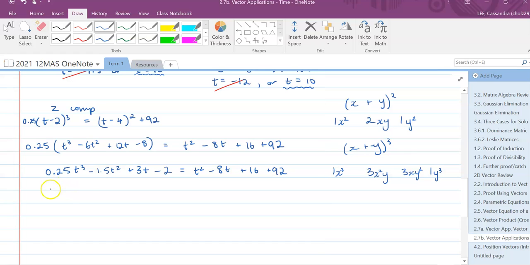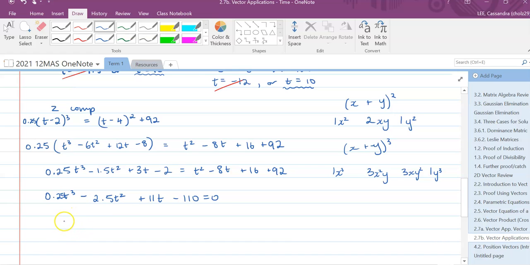Lastly, I'm going to rearrange, so I'm going to bring everything onto this side. So we have 0.25t cubed minus 1.5t squared minus 1t squared, so we get negative 2.5t squared. Then we have 3t. When this comes over, it'll be plus 8t, so that's going to be plus 11t. And then we're going to have negative 2 minus 16 minus 92, and we're going to get negative 110, and that's equal to 0. And again, all I do when I solve this, I'm just putting this in my graphics calculator. I'm not actually solving this by hand.